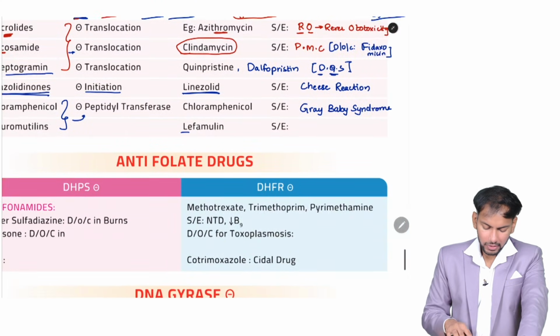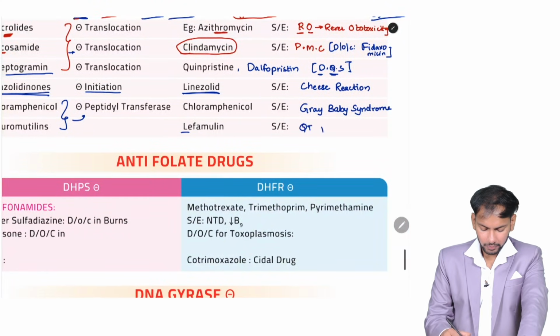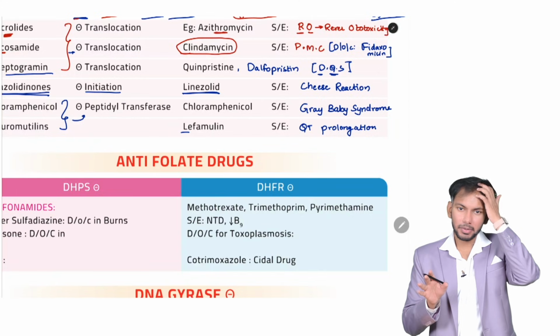Pleuromutilins, it is lefamulin. The side effect is QT prolongation. That's all. So, we are done with protein synthesis inhibitors as well.